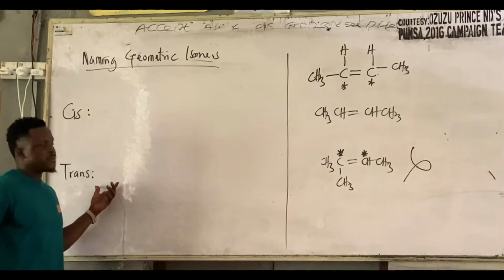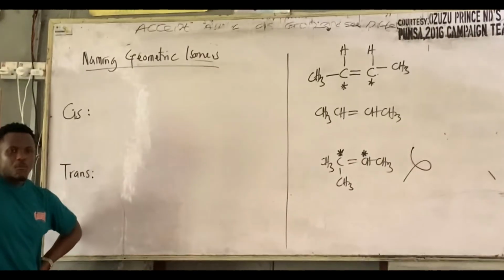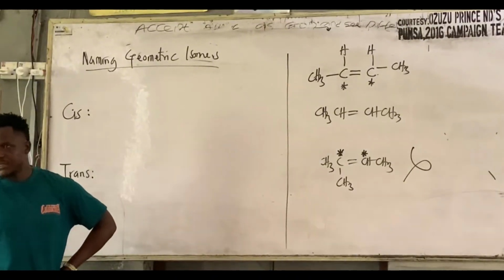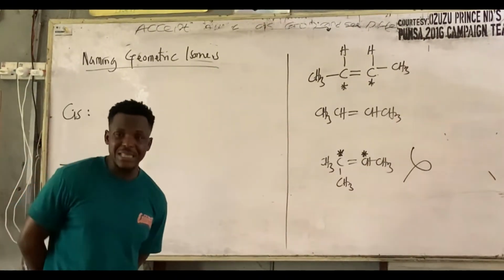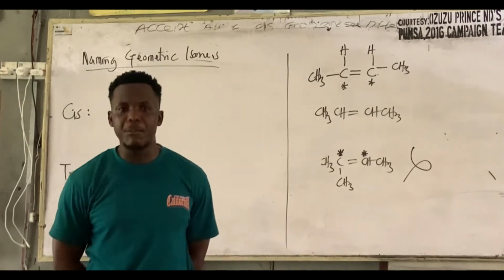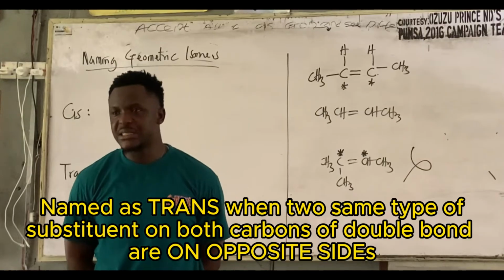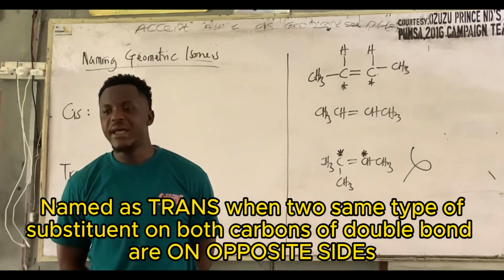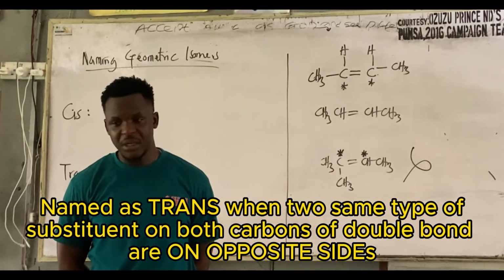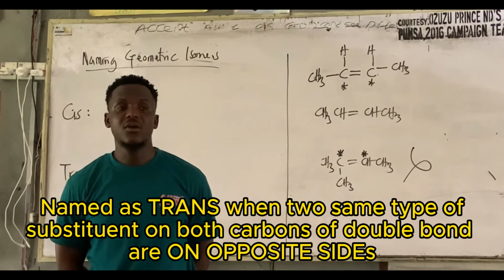For trans, geometric isomers are named as trans when two same type of substituents on both carbons of the double bond are on the opposite side.